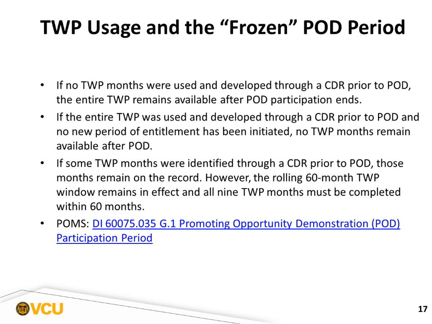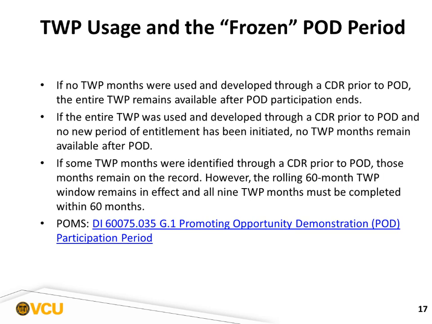If the entire TWP was used and developed through a work CDR prior to POD participation and no new period of entitlement has been initiated, no TWP months would remain available after POD. So it's kind of the reverse of that first bullet. If all of your TWP was over before you enrolled in POD and were randomly assigned, then that TWP is done. It's over, and you don't get another one unless you establish a new period of entitlement. That's pretty complicated, and that's as far as we're going to go in explaining that. But that original TWP, if it was used prior to POD participation, it's done. It's over. You don't get another one on that original period of entitlement.